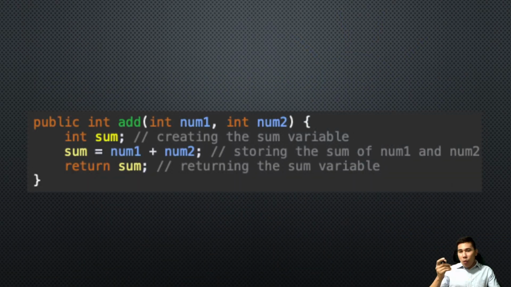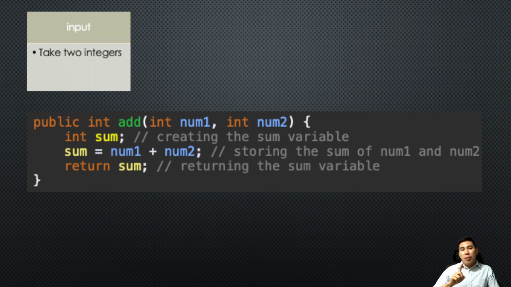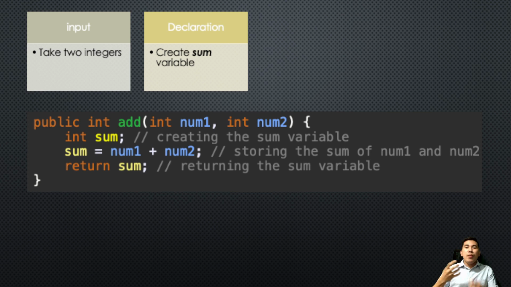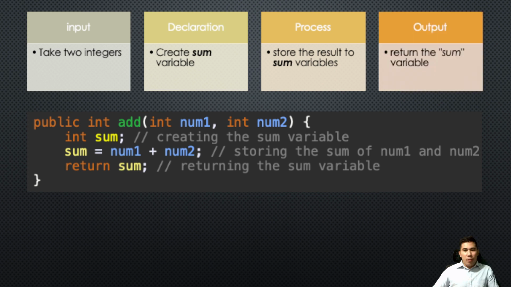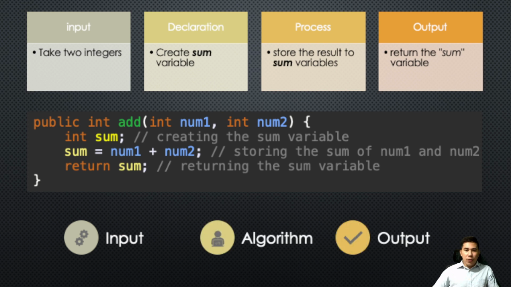For example, you have here two integers, num1 and num2, and you want to find the sum of these two numbers. How will you solve this? One possible solution for this kind of problem is to take two integers as an input, create a variable sum to store the sum of the two integers. You put the sum of those two variables in the sum variable and then return the sum variable. In the given example, you will find three things here: the input, the algorithm, and the output.